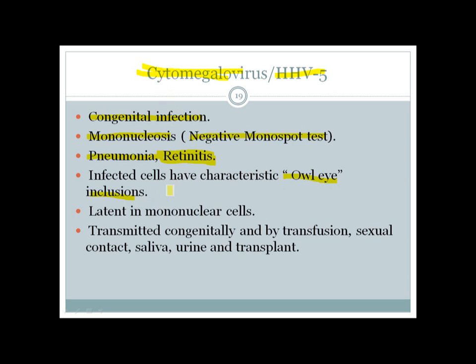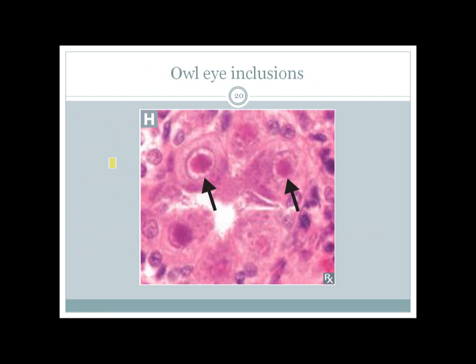And cytomegalovirus can be latent in mononuclear cells, and it can be transmitted congenitally, meaning transplacentally, and also by transfusion, sexual contact, saliva, urine, and transplant. Especially transplant is very important, because transplanted patients will have very poor immunity, so they are immunosuppressed, and that's why cytomegalovirus can cause serious infection in those types of patients, like pneumonia and so on.